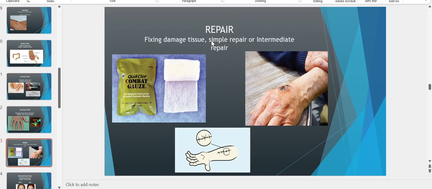And coming to the next section, we will see what type of repair it is, how it will be closed, and how we understand whether it is a simple repair or intermediate repair. We'll see that in the next coming. But repair means fixing that damaged tissue in order to prevent skin infection.